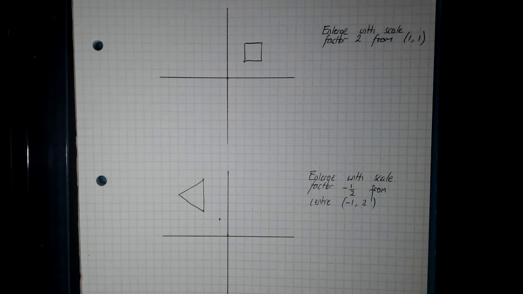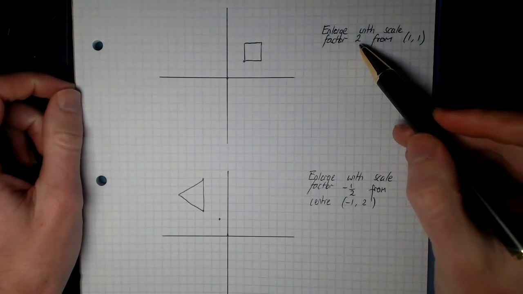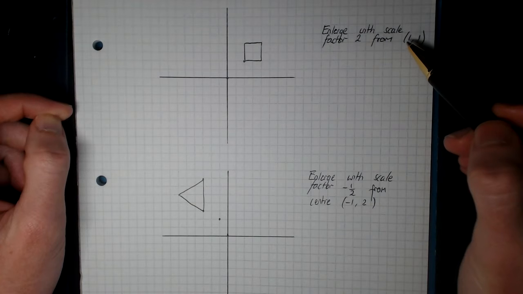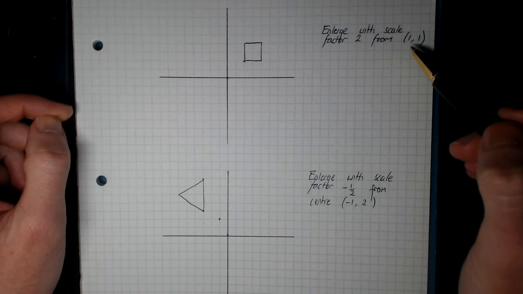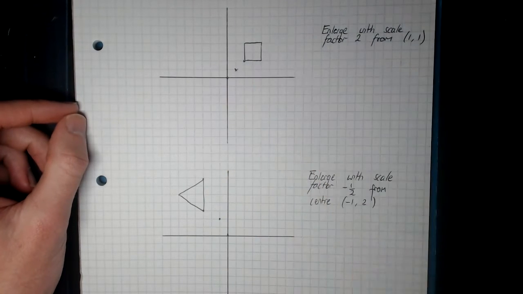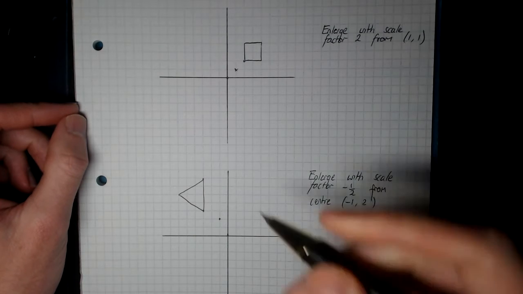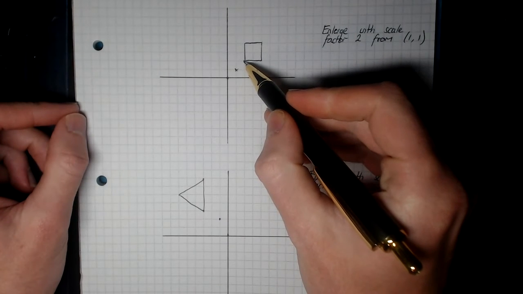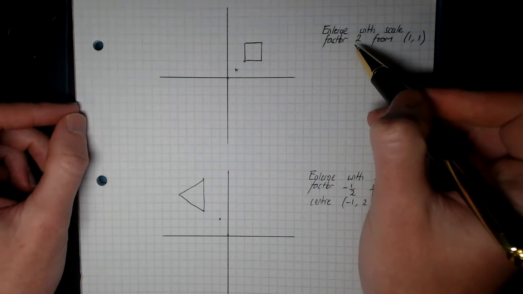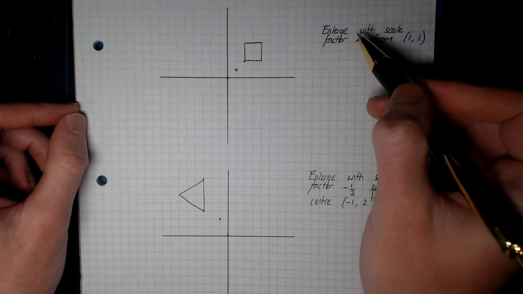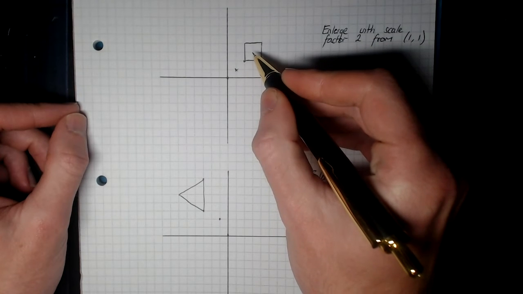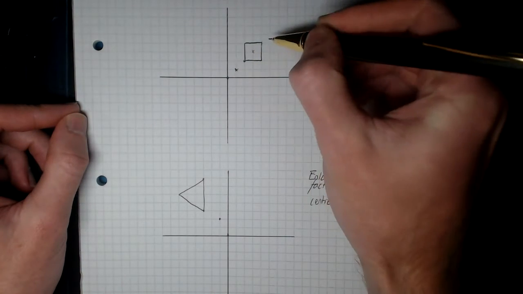And away I go. For the first one, we're doing a scale factor of 2 from 1, 1. This means our shape is going to get twice as big, and it's also going to get twice as far away from this point. The coordinate 1, 1, 1 across, 1 up, is right there. So that's my center of enlargement. To get from my center of enlargement to this point here, I'm having to go 1 square across, 1 square up. That is going to get twice as big because everything is getting enlarged with a scale factor of 2. So 1 square along and 1 square up will become 2 squares along and 2 squares up. So I'm going to have a point there.